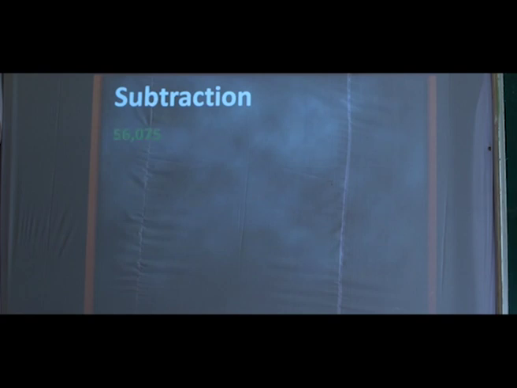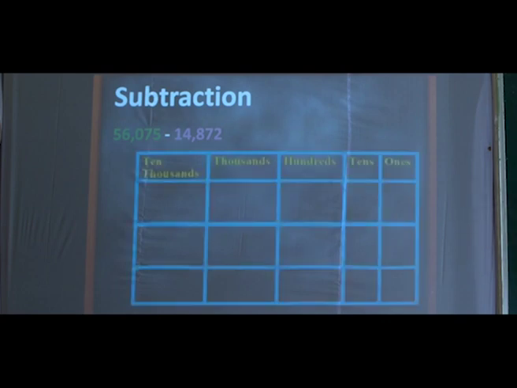We have 56,075 minus 14,872. Again, let us use a place value chart and place the first number accordingly. Did we get it right there? Now, from the first number, let's subtract the second number and place them accordingly in the place value chart. Okay, to find out the difference, let's subtract the second number from the first number.